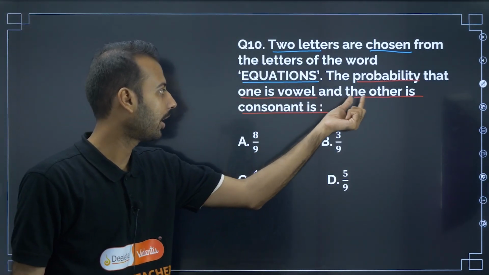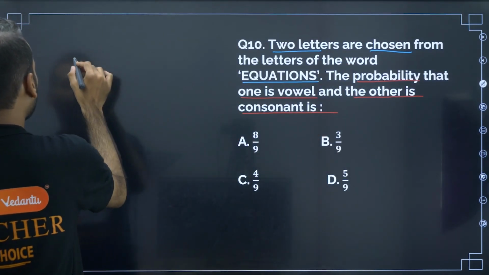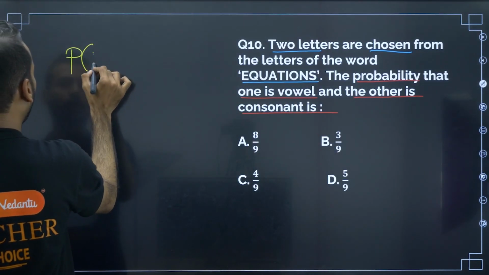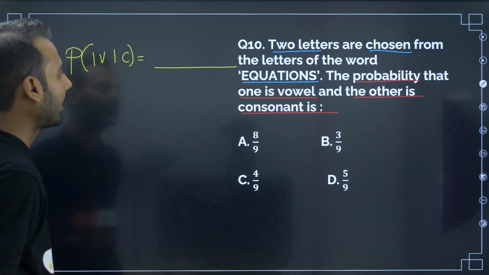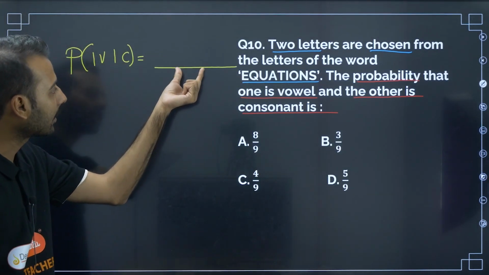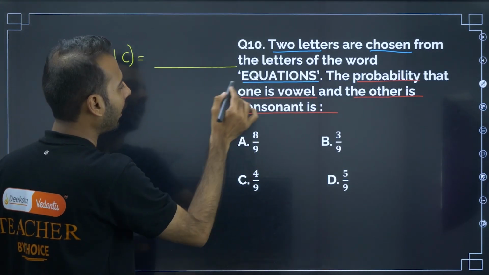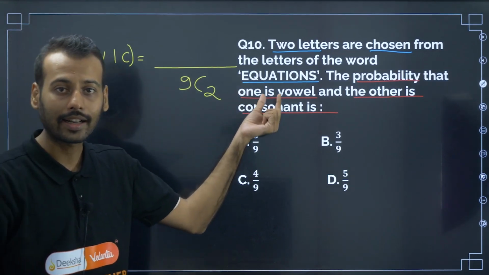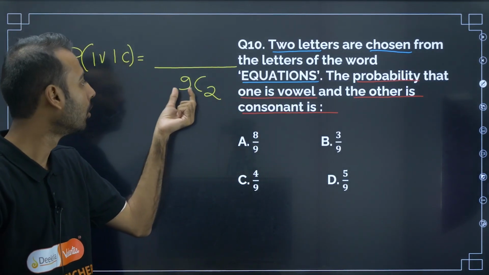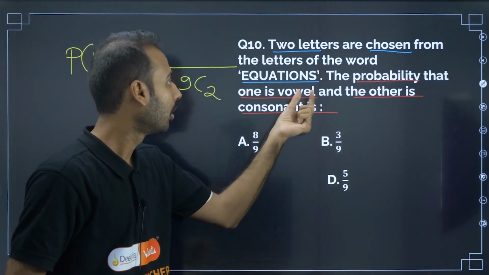Probability that one is a vowel and the other is a consonant. How to approach this problem? Probability of one vowel, one consonant, when two letters are chosen, is again favorable cases by total cases. Total, how many letters are there? There are 9 letters, from which we are choosing 2. So total 9C2.